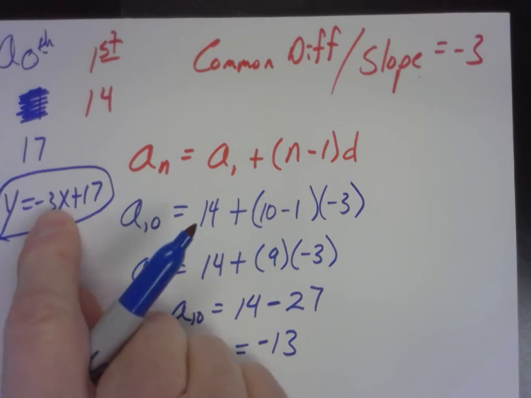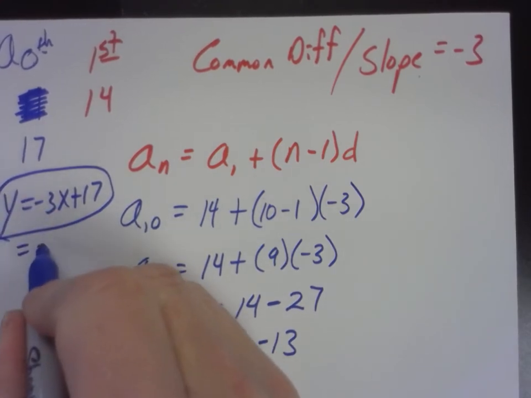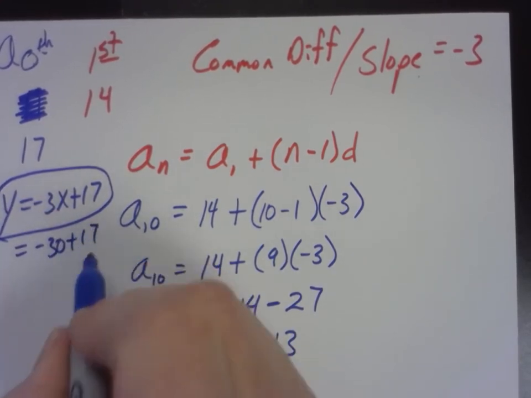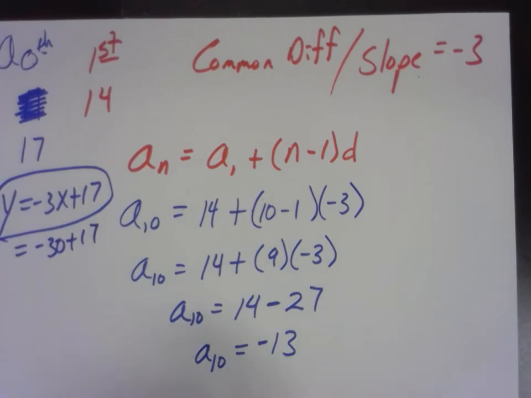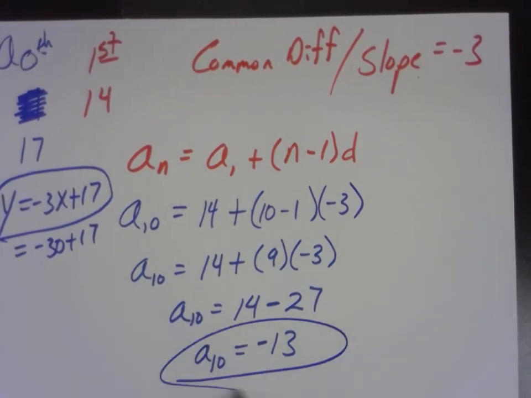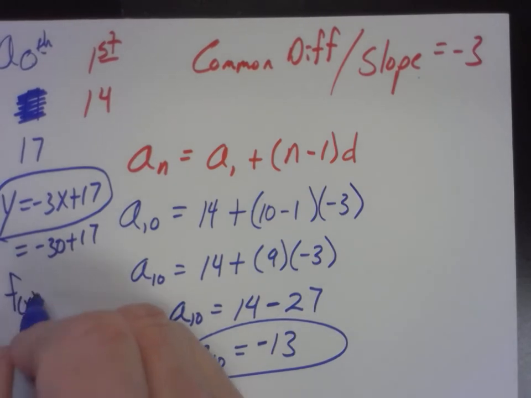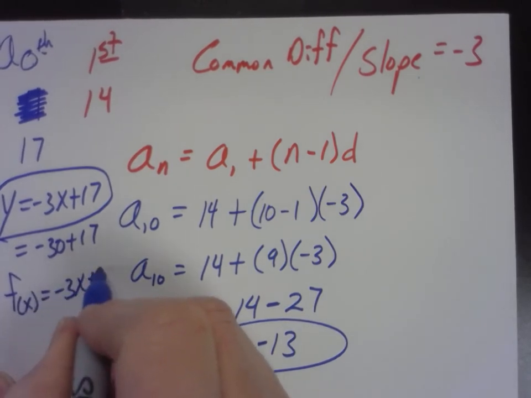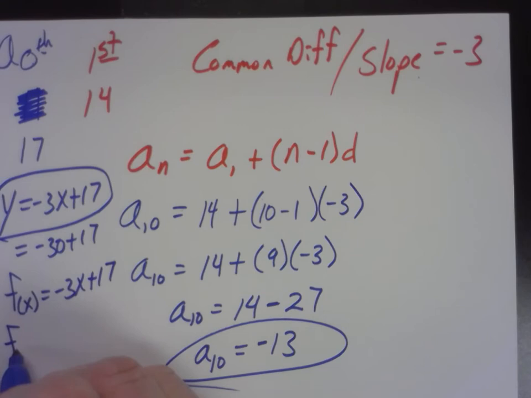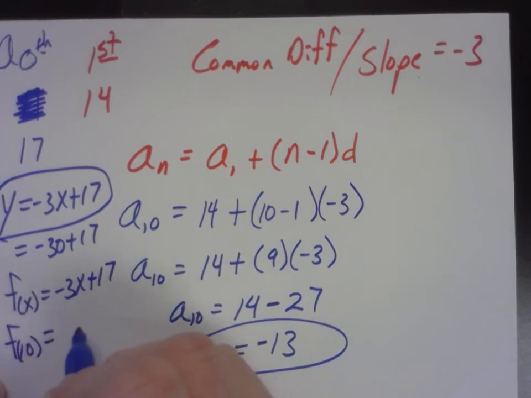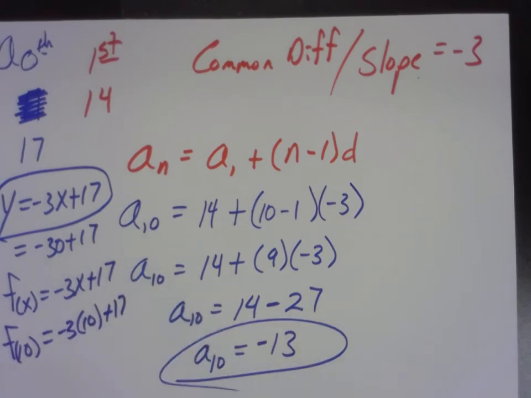-3 times 10 plus 17. Did it work? Yeah, it did work, didn't it? Okay. Might have been better if we wrote it f of x equals -3x plus 17, because then we could say f of 10 equals -3 times 10 plus 17. Okay, so let me just think about this for a minute.